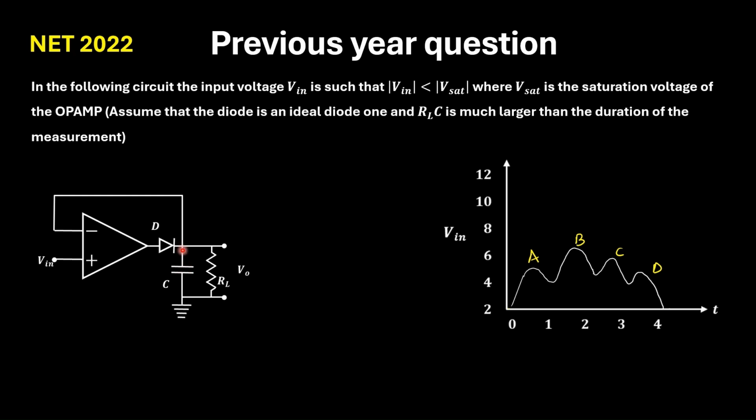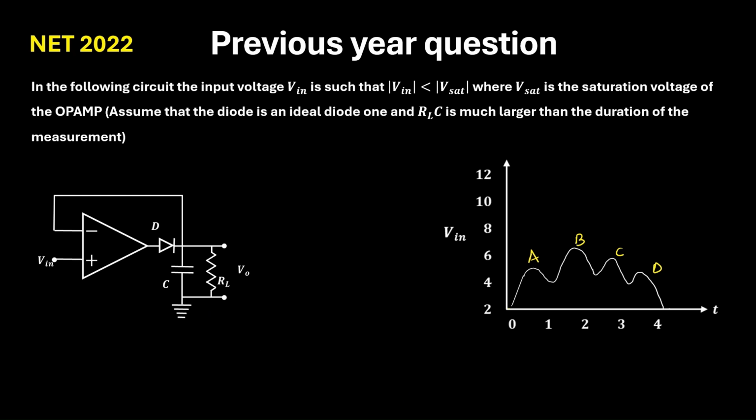Once it reaches the peak point, then the input is decreasing, so the output will also decrease, but the voltage across this capacitor will still be maintained at the peak value of A, and this will be maintained till the output value crosses the peak value. So basically this circuit is a peak detector circuit.